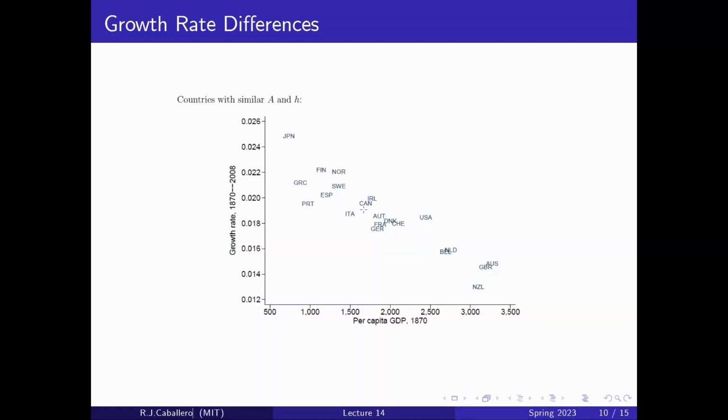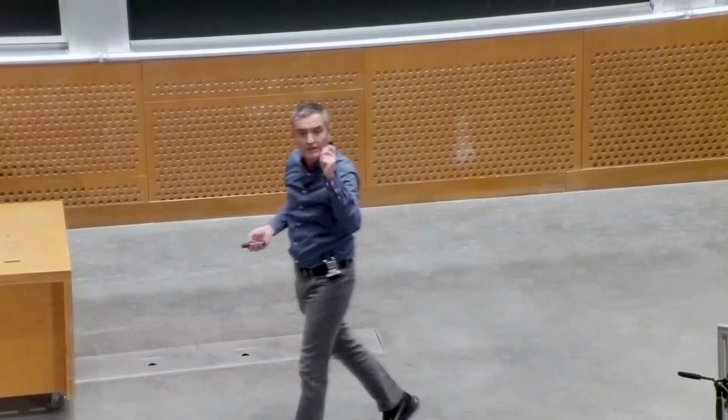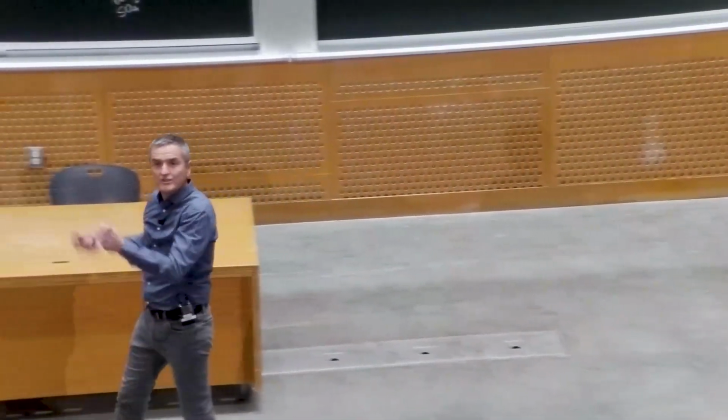This is for more countries, and you plot per capita income in 1870, again, for countries that have similar A's and K's, A's and H. And you look at the rate of growth, and you get exactly what you would expect. Countries that were further behind caught up. That's Japan, very fast rate of growth, and you get this very negative relationship. Okay, so this is the convergence model. It works extremely well, conditional on having the same A and H.